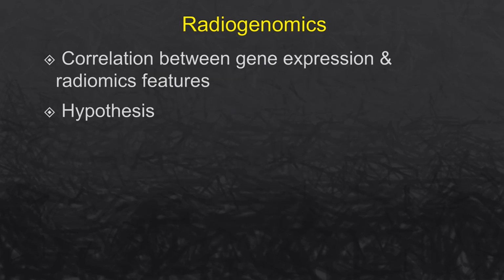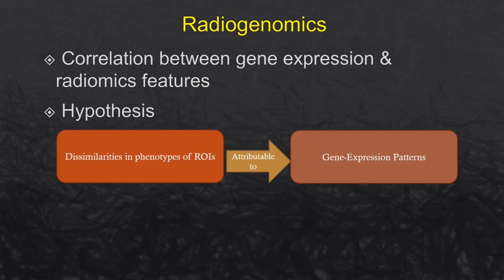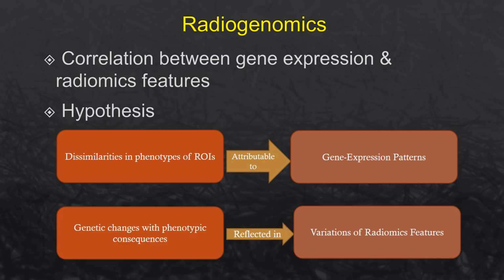Radiogenomics, on the other hand, is correlation between the gene expression and radiomic features. So it's the next stage in the process here. The hypothesis being, if you have dissimilar phenotypes of regions of ROI, so once you have done region of interest in a tumor, dissimilarities in the phenotypes is attributable to gene expression features. That is the basis of radiogenomics. In another way, looking at it as genetic changes with phenotypic consequences is reflected in variations of radiomic features. So if you have a tumor which looks different in certain areas, that is a result of some kind of genetic variation and vice versa.